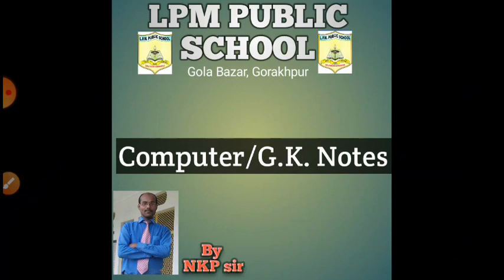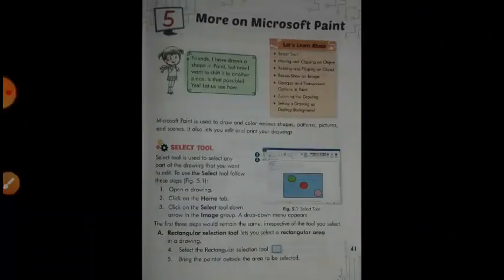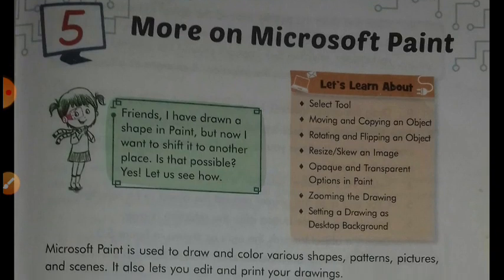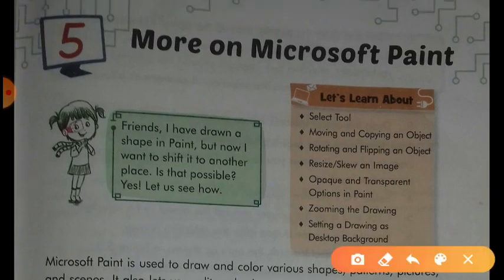Today I am going to explain chapter 5. The chapter name is More on Microsoft Paint. Everyone open chapter 5, page number 41. Okay, let us start. This is chapter 5 and the chapter name is More on Microsoft Paint.